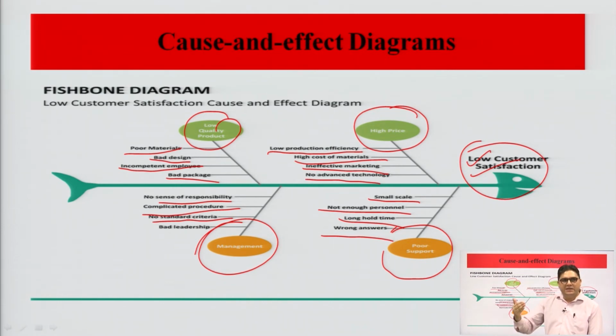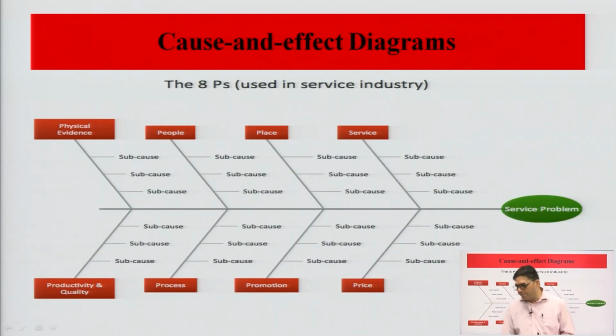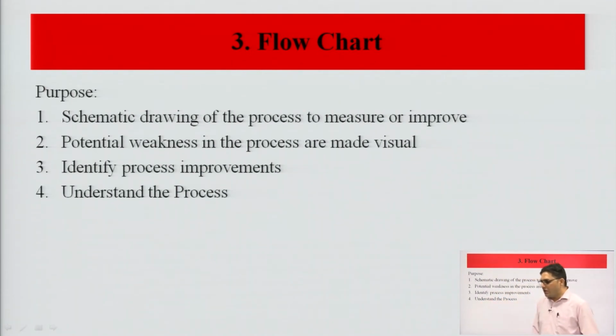So, we can list them into certain categories, either 6 or 4, in the shape of a fish, and we can identify where problems are, and the company can take a course of action so that the quality standard can be maintained. Similarly, for service, we can draw a fishbone again and list down where the problems are. Next, it is about the flow chart.